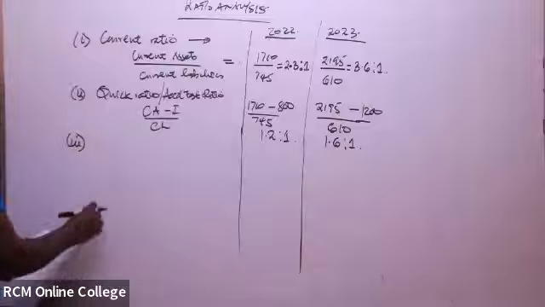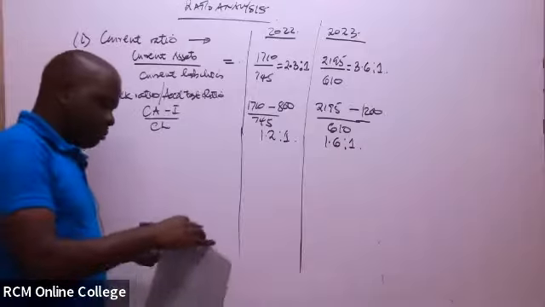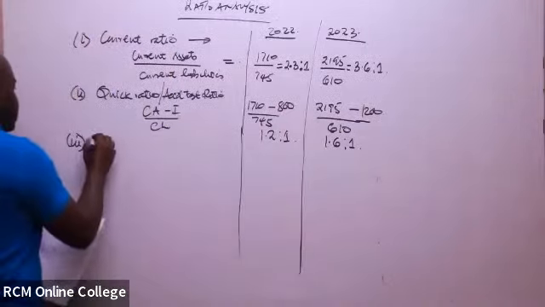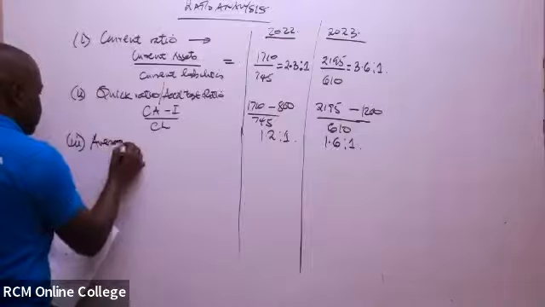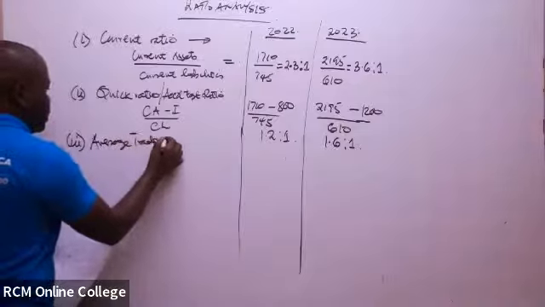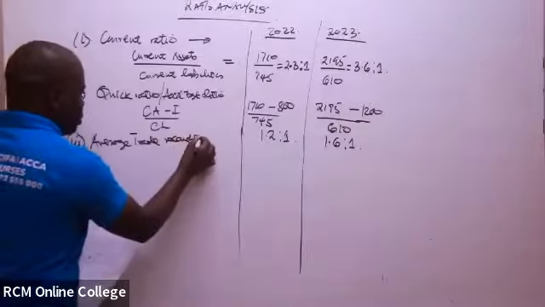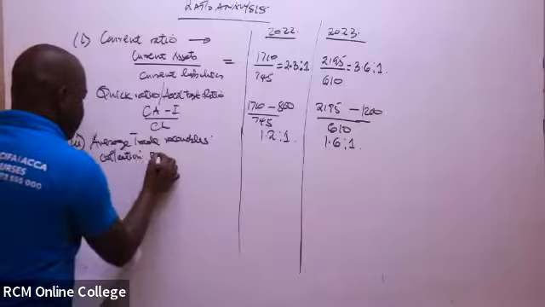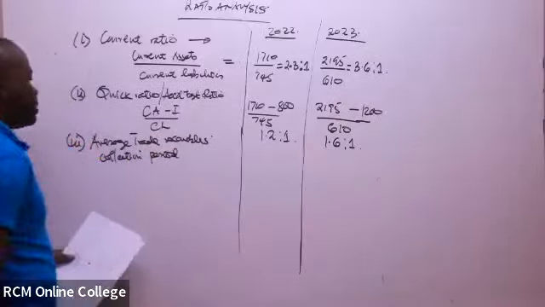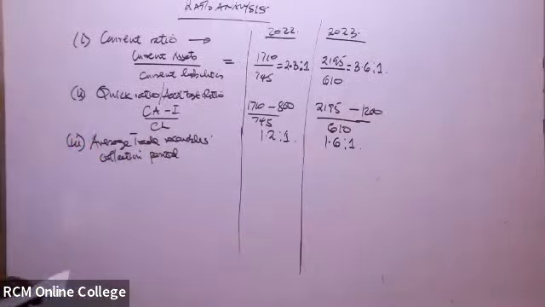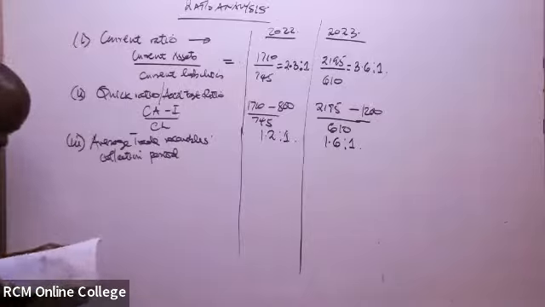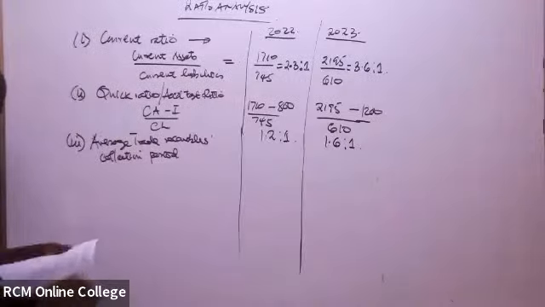So we can go to the third one. In this case, you are called upon to compute the average trade receivables collection period. What is the formula for the average trade receivables collection period?